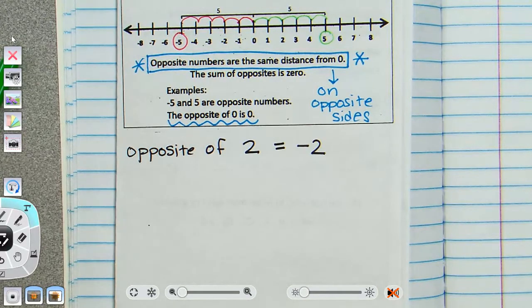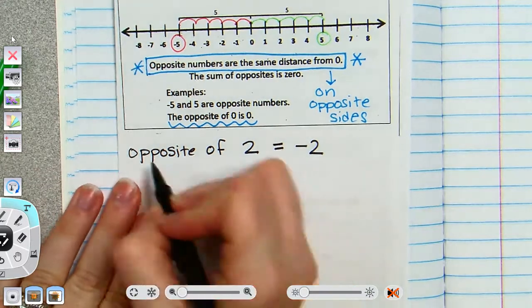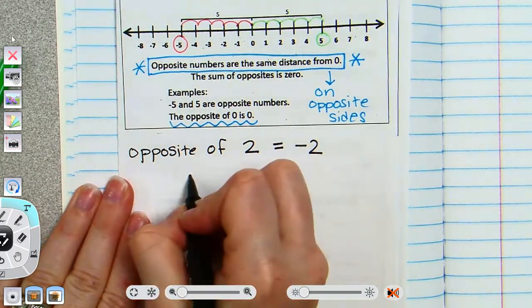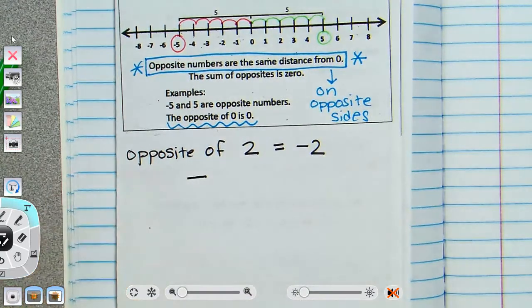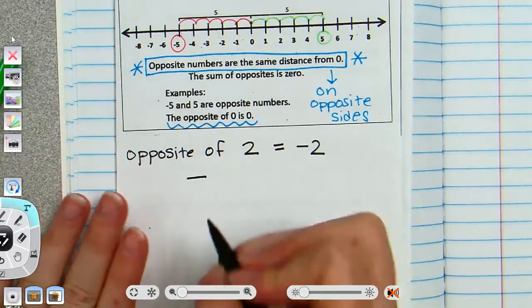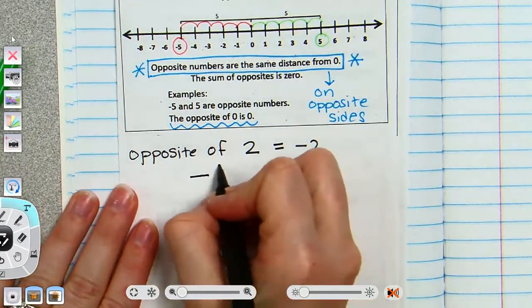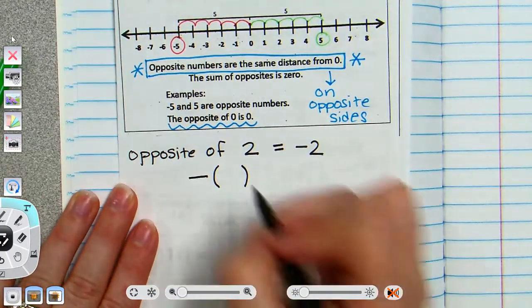I'm going to show you another way that we write this in math, and that's with symbols. So opposite of is also written as a negative sign or a minus sign. And then if we want to take the opposite of a number, we usually put that number in parentheses.